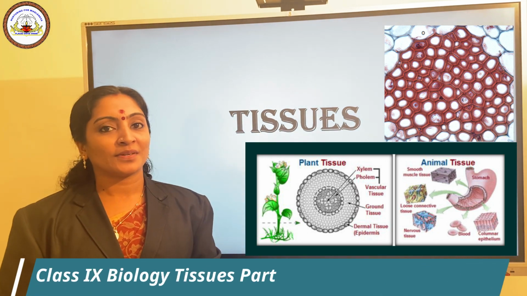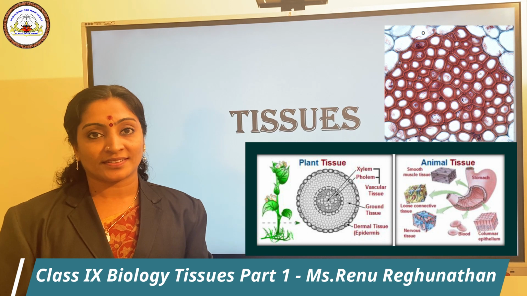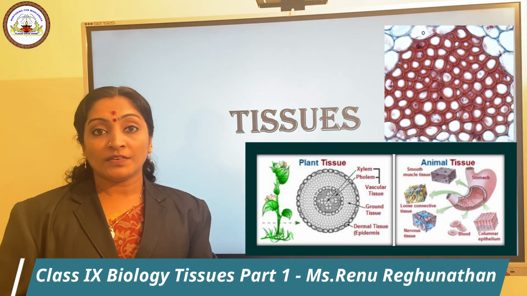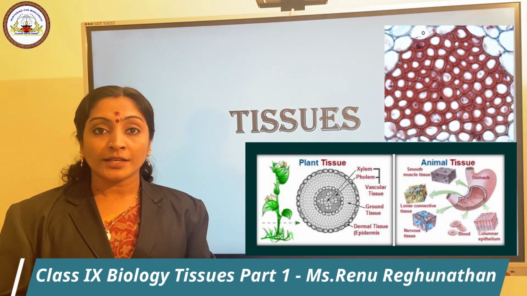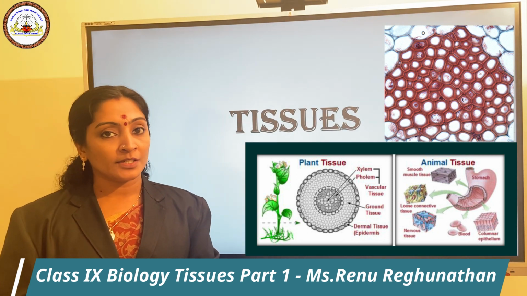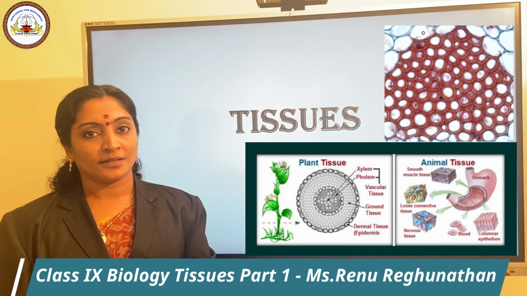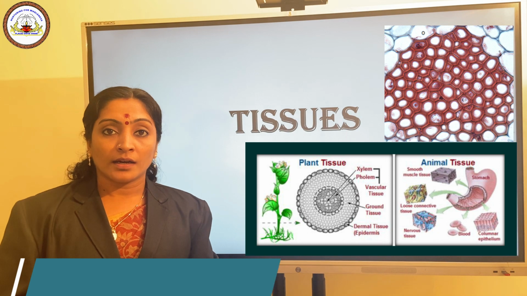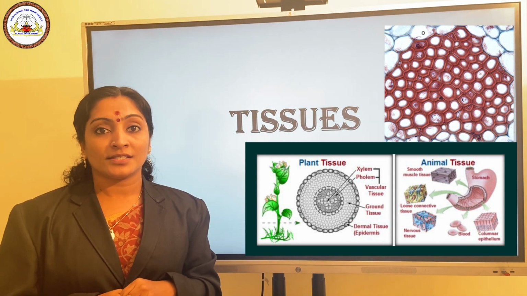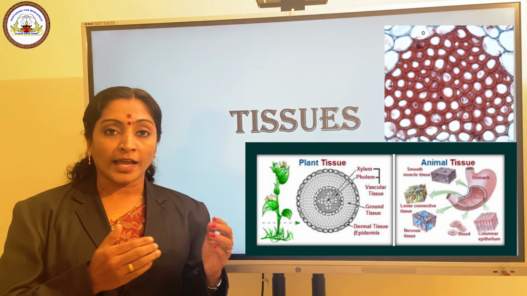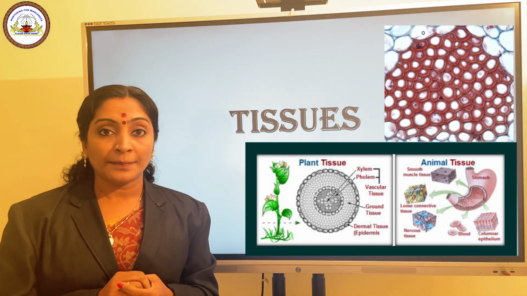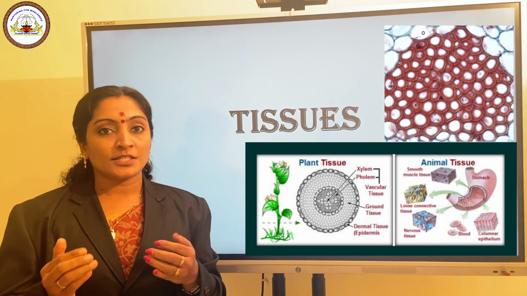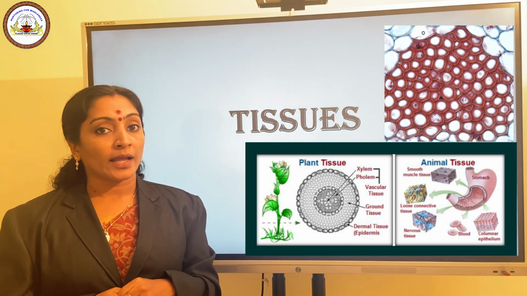We are going to start our new lesson, tissues, chapter number 6. In this lesson, we will see what are plant tissues and what are animal tissues in detail. In plant tissues part, we will see what are meristematic tissues and permanent tissues. In animal tissues part, different types of animal tissues are mentioned in detail, like epithelial tissue, connective tissue and nervous tissue.